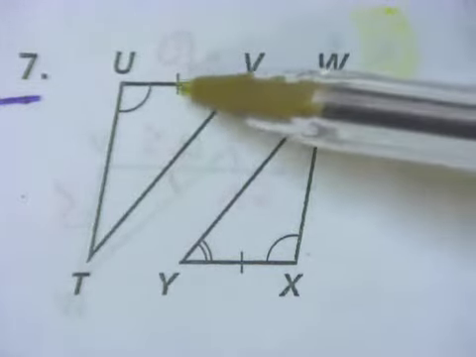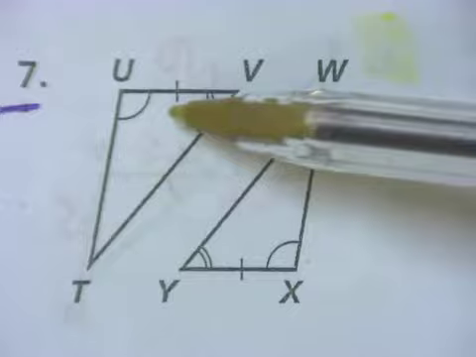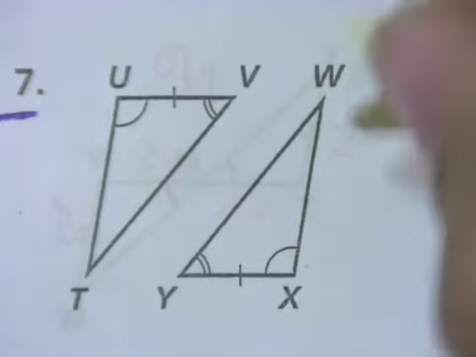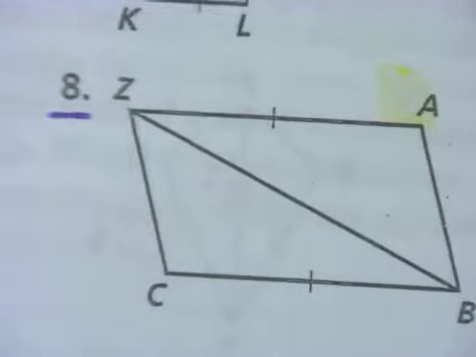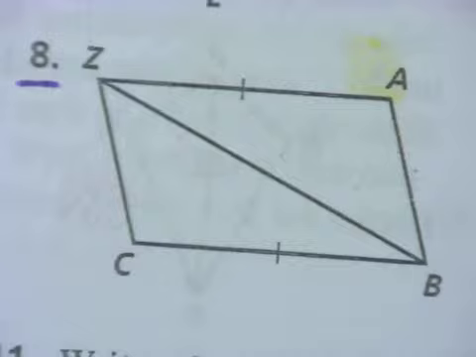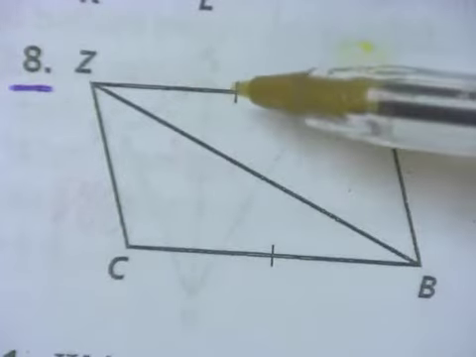If I look at number 7, this is a little bit different now, because here I have 3 parts in each. I have an angle, side, angle, which matches the exact same angle, side, angle on another triangle. So I know that these 2 triangles are congruent using the angle, side, angle rule.